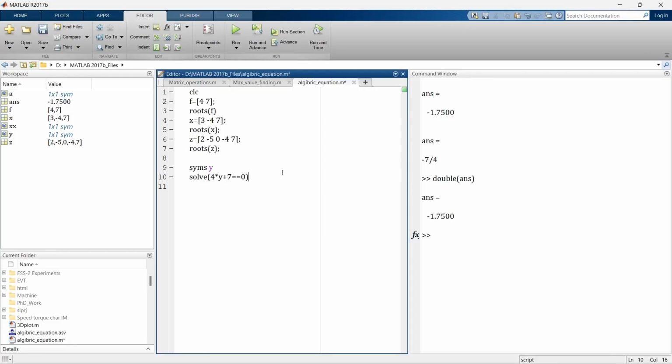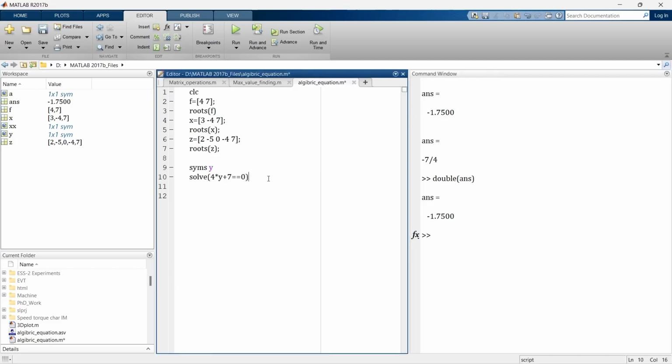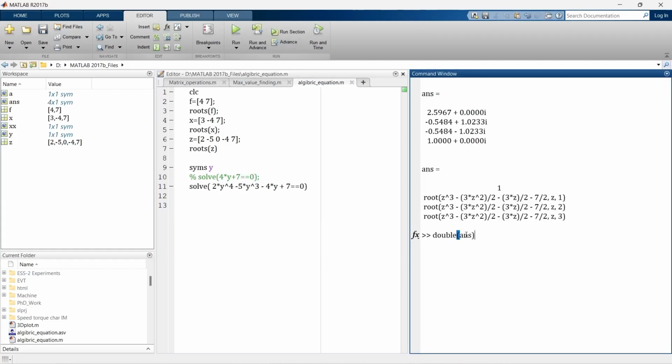Now let's solve another equation, the third one. Now let's implement another equation. Now let's run this. So here you can see both are the same. The difference is just in sequence. The rest of the things are the same.